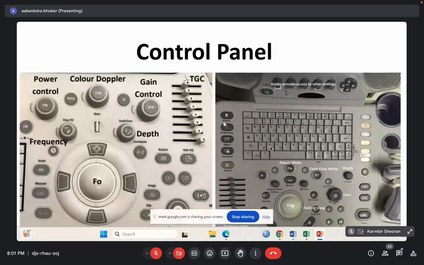This is a patient entry button जहाँ पे हम एंटर करके सारी डिटेल्स डाल देंगे. Here we can select different modes, power, color flow. Then this is the depth setting. We can change the depth. We can change the field of view, like if we want to perform examination in 30 degree or 60 or 90 degree or 120 degree. We can measure any lesion, the size of a lesion.